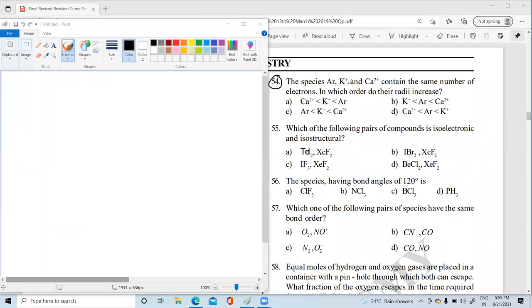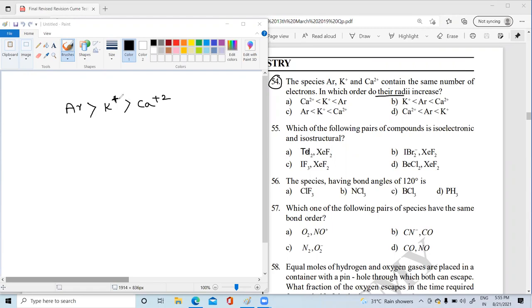The species argon, potassium, calcium contain the same number of electrons, meaning they are isoelectronic species, and they are asking which of the following radii. As we know very well, for the isoelectronic series we have to check the Z/E ratio, and we can check the positive charge also. If positive charge is more, size is less. So this is the order we can tell here.